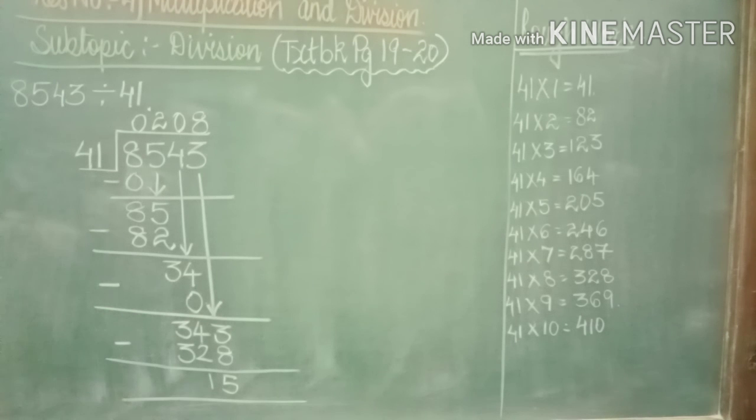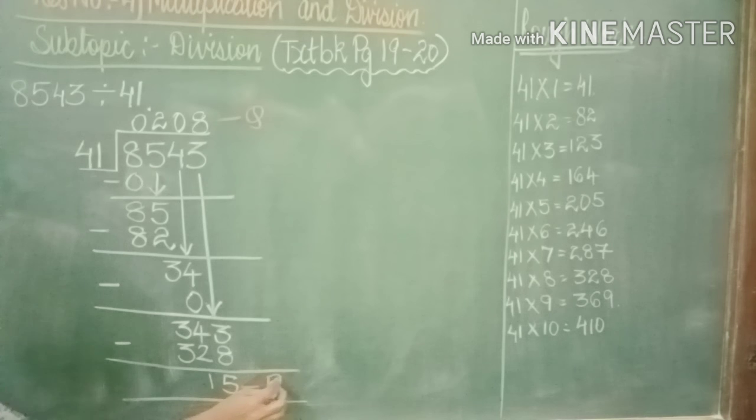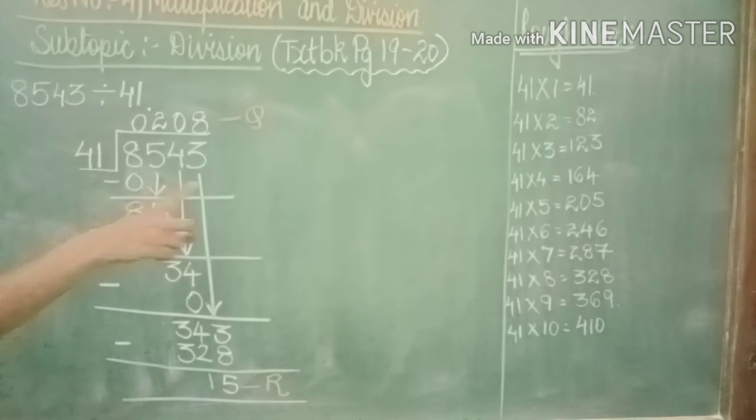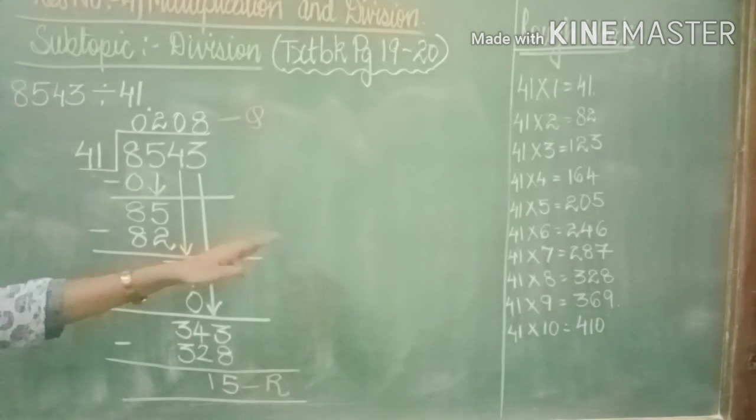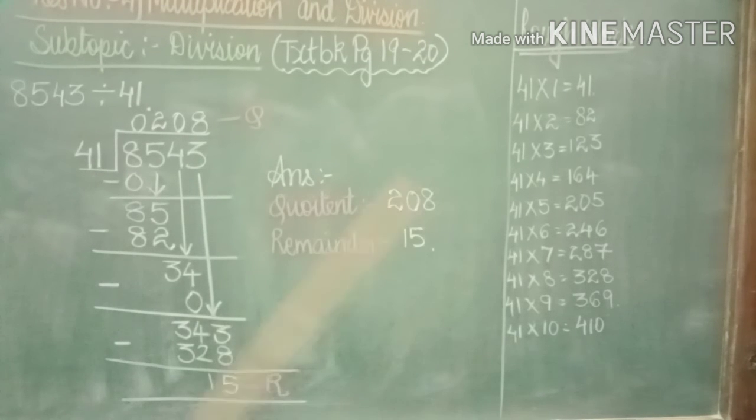What they have asked in the question is to write down the quotient and the remainder. So this 208 is called the quotient, this 15 is called the remainder. I don't have space over here, so I will be writing it over here. Answer: quotient is 208, and remainder is 15. Now students, as you can see, I have written the answer. So we have completed the fourth sum.